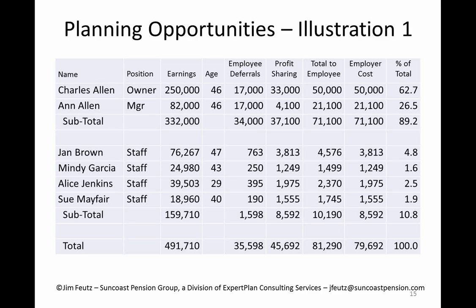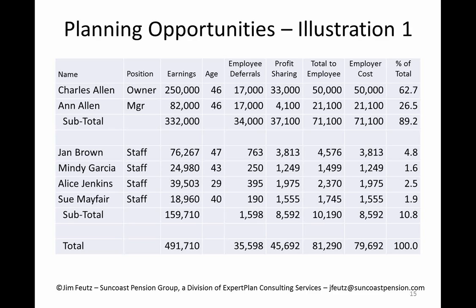But by implementing a flexible 401k plan, the total contribution for the Allens can be increased, as shown here, to over $71,000, and the contribution of the staff would be reduced to 5%, or about $8,600. Now, it's 5% for most of the employees. One of the employees, Sue Mayfair, actually has to get 8.2% because that's needed to pass some of the very technical non-discrimination tests. So now the Allens get over 89% of the total.